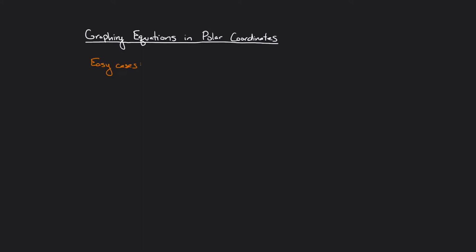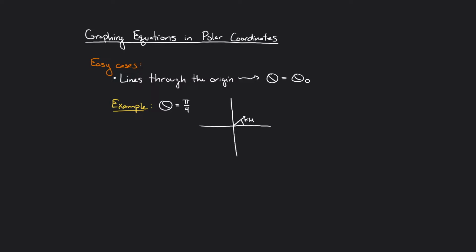First, let's talk about the easiest type of functions, the constant functions. If we hold theta constant and let r vary, what we will have traced out is a line through the origin. For example, consider the function theta equals pi over 4. The solutions to this equation are all of the points that can be written r comma pi over 4 for some r. So, we face in the direction pi over 4, and we can walk as far forward or as far backward as we want. You can see that this traces out a line that goes through the origin.